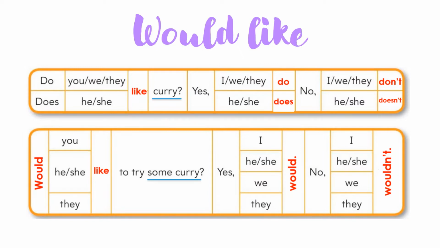Also, we have the would structure, which is a polite way to ask someone if they want something. We follow the next grammar rules. We start with would, following by the subject, then like, following by a complement. And here, we also have two different answers, one positive and one negative. The positive starts with yes, following by the subject, then we complete the answer with would. And the negative answer starts with no, following by subject, and we complete the answer with would not or wouldn't.